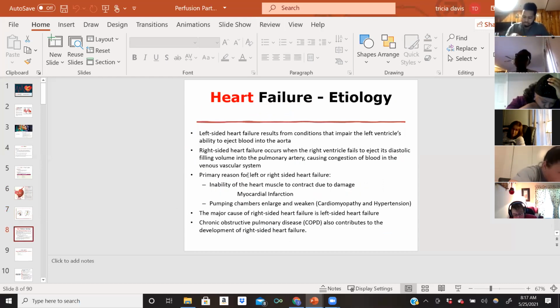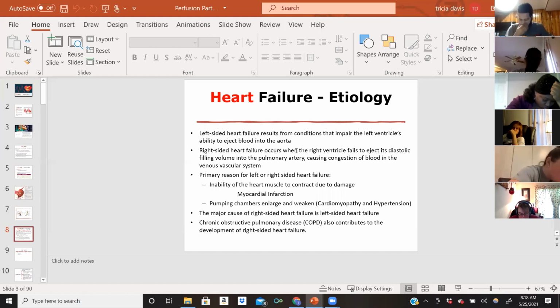So left-sided heart failure is going to come from conditions that impair that left ventricle. So that left ventricle is going to mess with the ability to eject blood into the aorta. Right-sided heart failure is when the right ventricle fails to eject its diastolic volume into the pulmonary artery, causing congestion of blood in the venous vascular system.